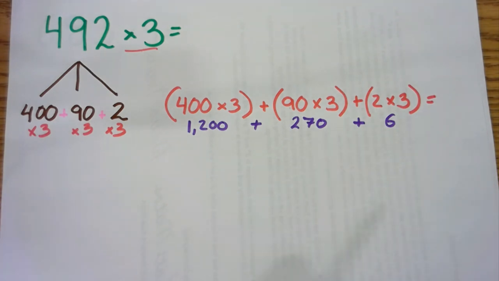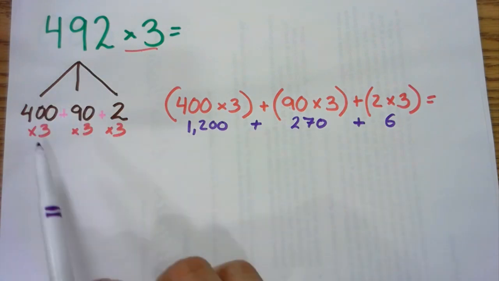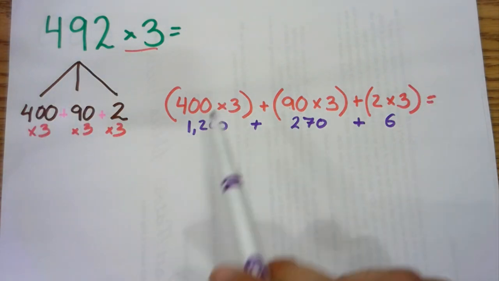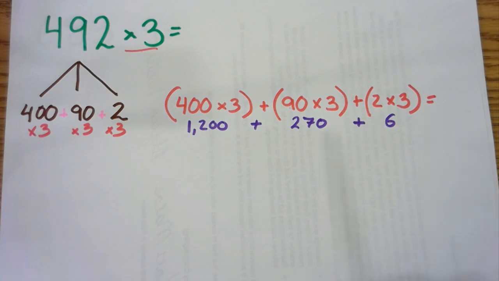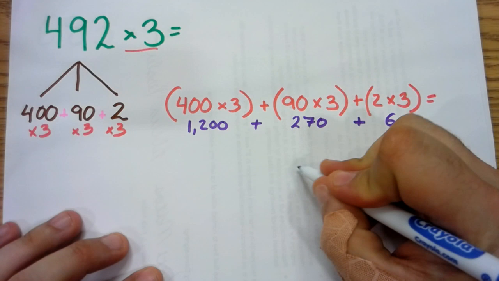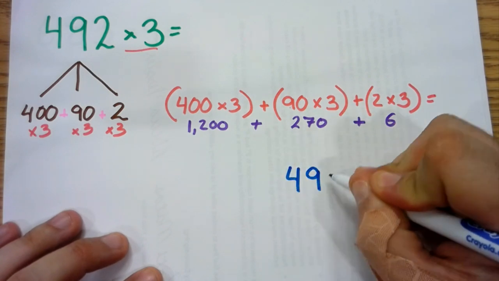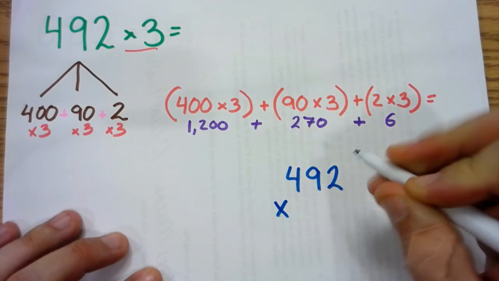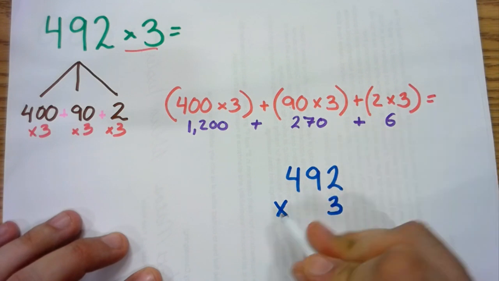I'm still using decomposing numbers. I'm still using expanded form, and I'm still going to be using the distributive property. All of that's the same. I'm just going to write it in a different way. So instead, I'm going to recopy my problem and make 492, but I'm going to write it as a vertical addition.